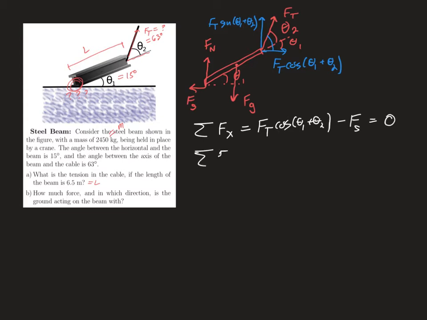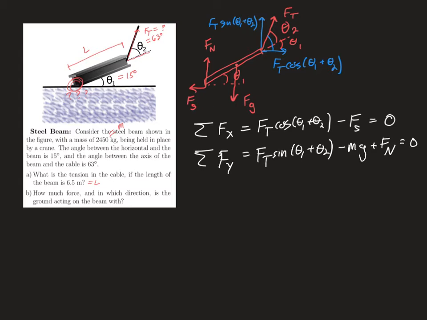Same argument in the y direction. And again, we have just one complicated force in the y direction, Ft sine of theta 1 plus theta 2. Then we have an Fg downwards, so that's just minus mg. And then we have a normal force upwards. And that's all equal to 0.